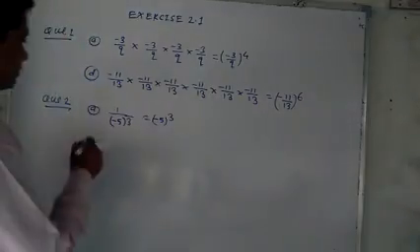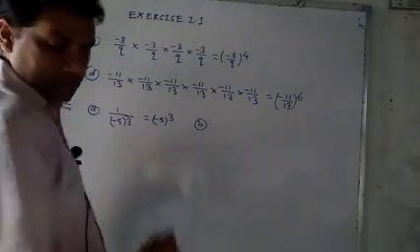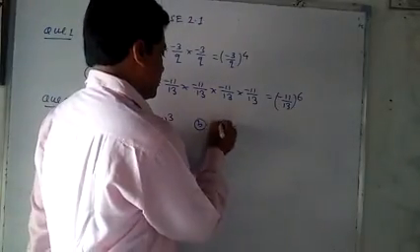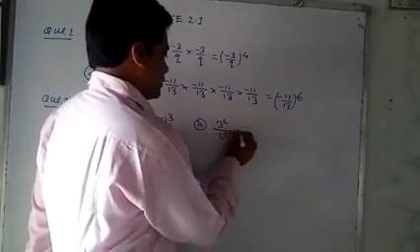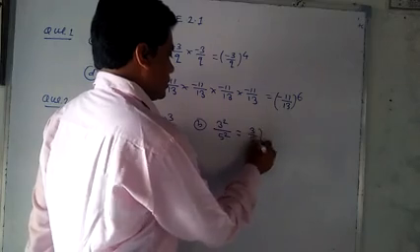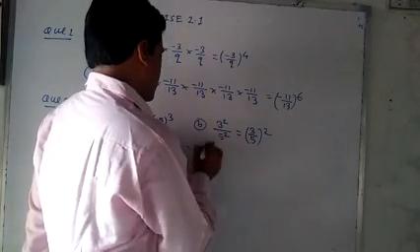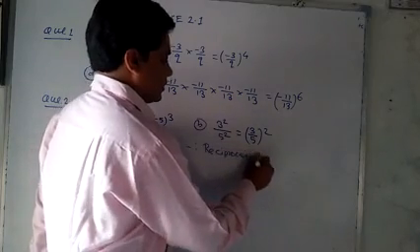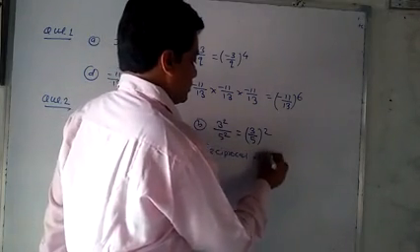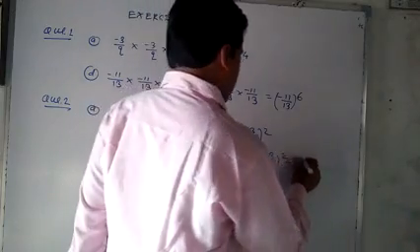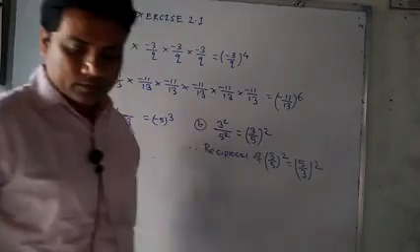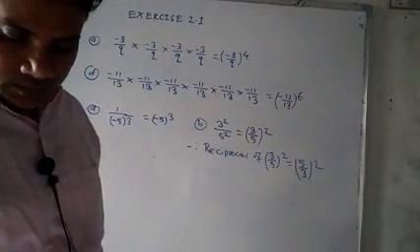Now d, 3 square upon 5 square means 3 by 5 whole square. Therefore, reciprocal of 3 by 5 whole square is equal to 5 by 3 whole square.